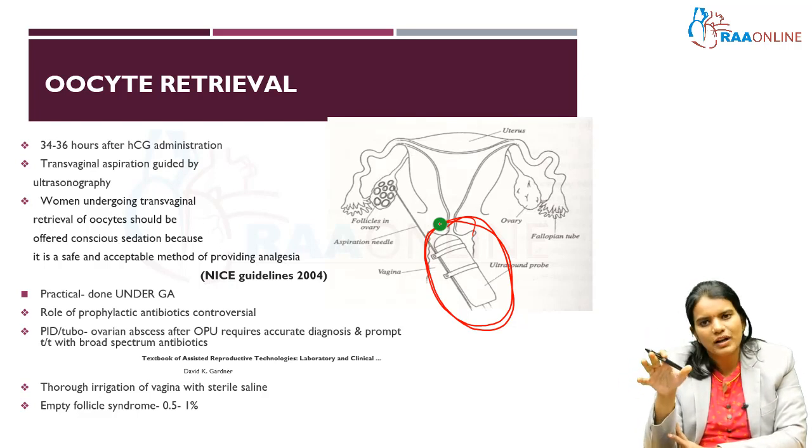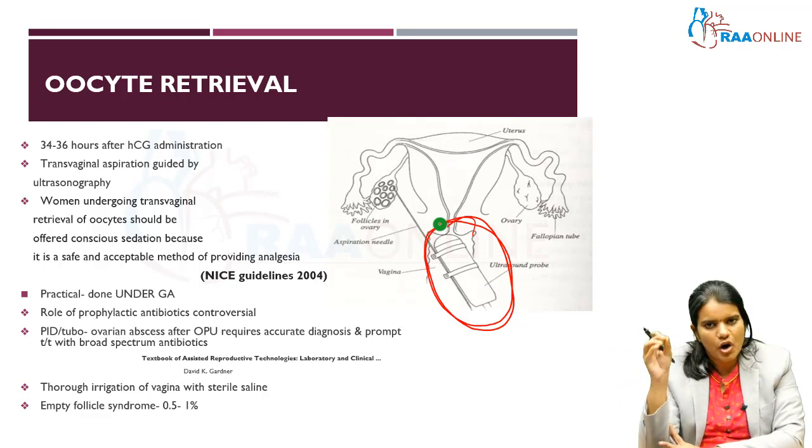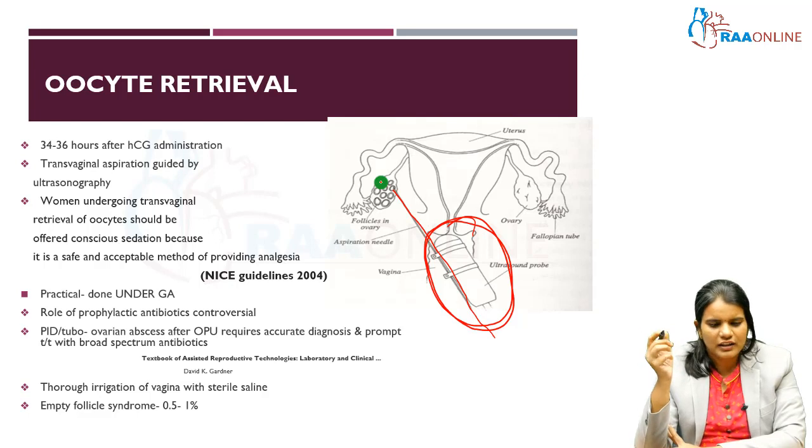There are absolutely no cuts given in the abdomen, because patients fear, like how you will do the IVF, how you will take the eggs out. It's entirely done transvaginally. Okay, there will be a small probe and a large needle which will go in and out of the vagina and collect the eggs. The woman undergoing transvaginal oocyte retrieval should be offered conscious sedation or GA, and prophylactic antibiotics can be given. We will give it, but it is controversial. And thorough irrigation of the vagina is done with sterile saline.